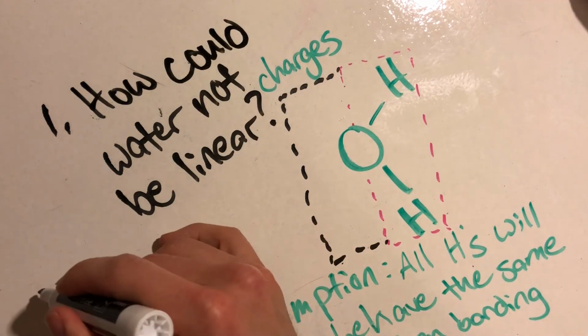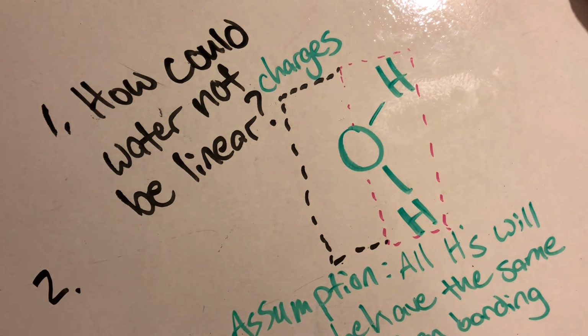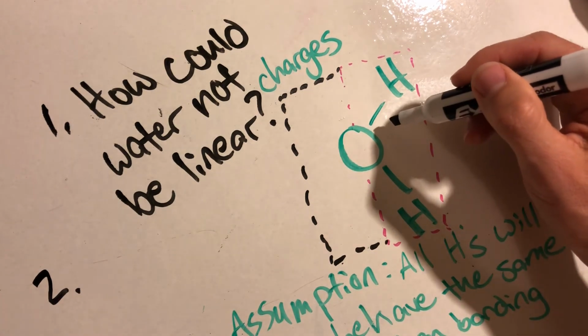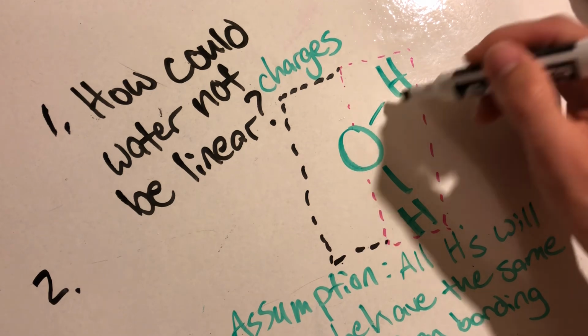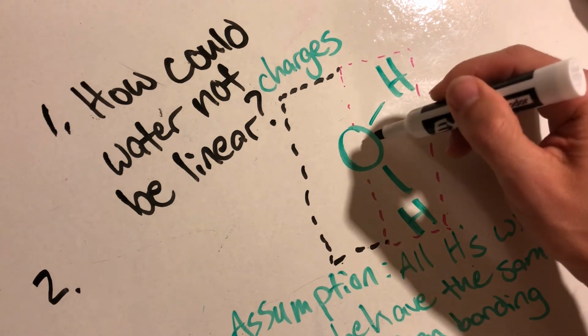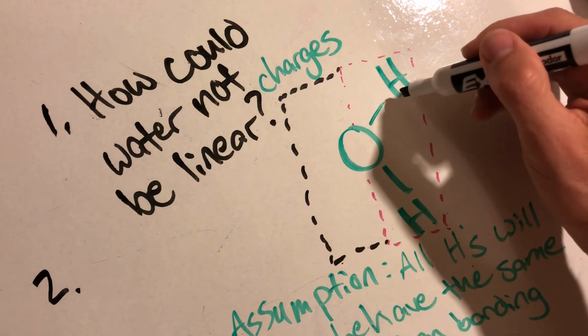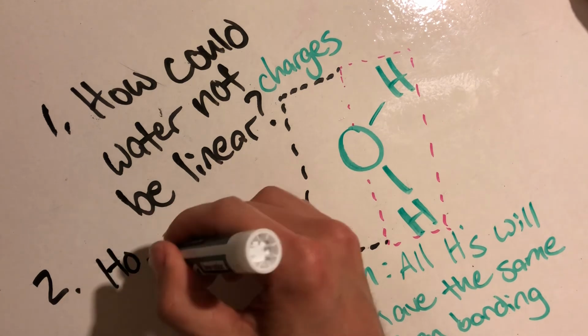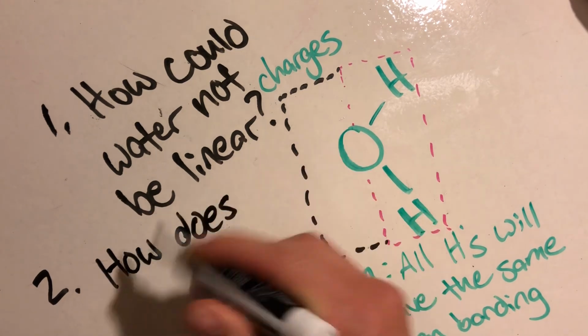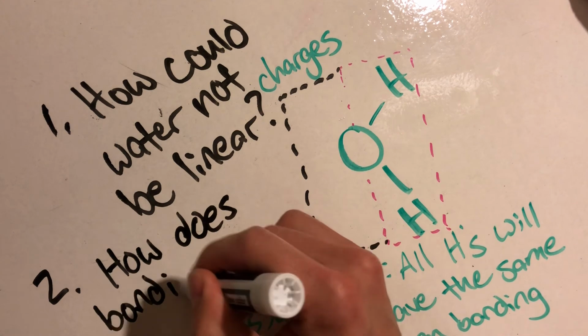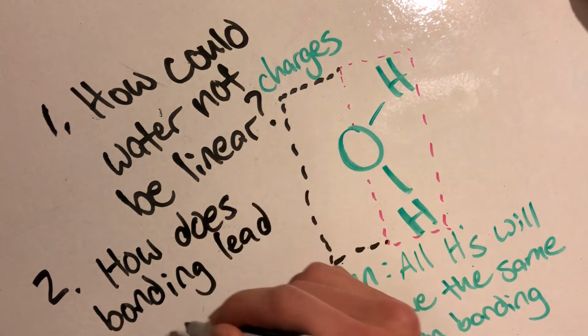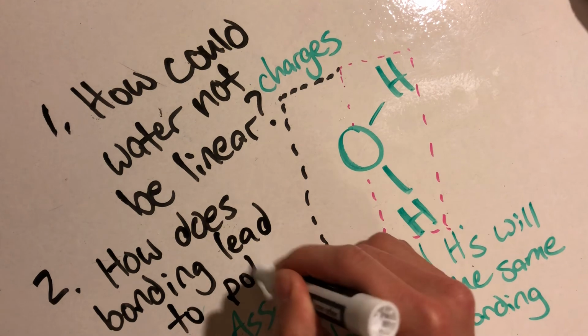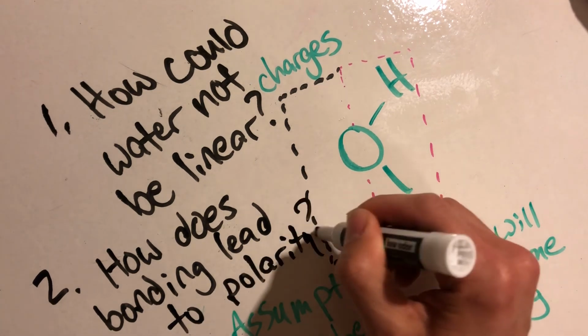And two, what's going on with the bonding between oxygen and hydrogen to make water a polar molecule? So maybe: how does bonding lead to polarity? I'm going to leave it right there.